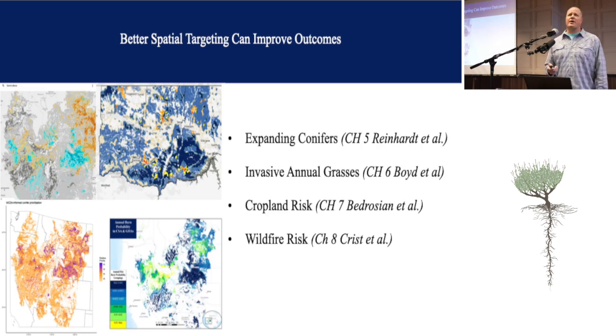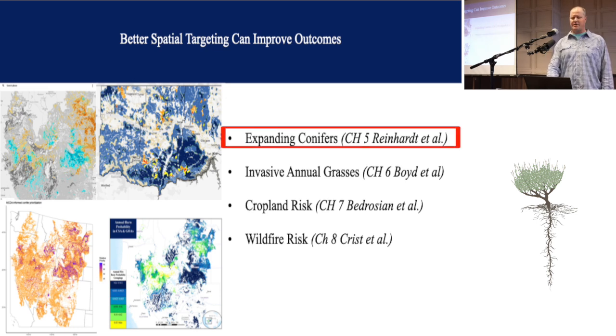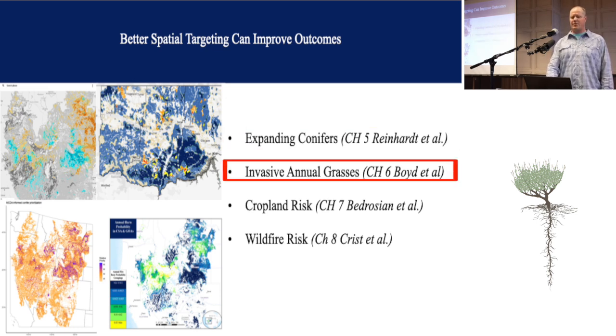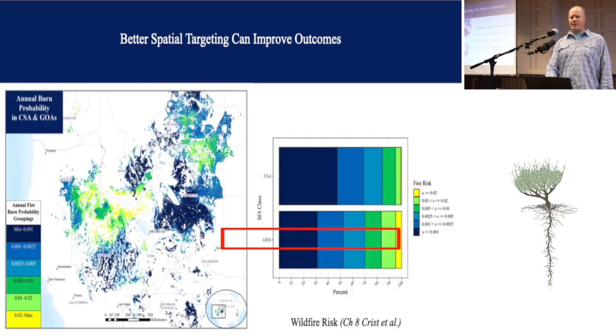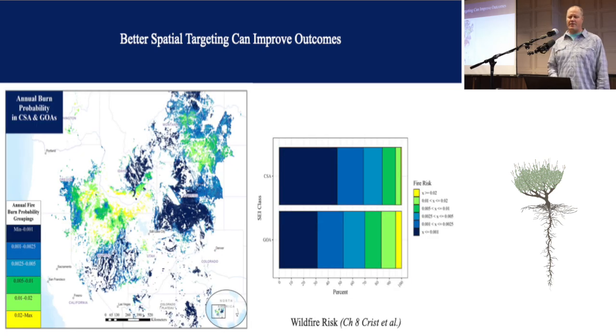So we said better spatial targeting can help us. We have 4 different chapters. We have one that we're going to talk about today, expanding conifers, invasive annual grasses, cropland risk, and wildfire. We're not going to talk about wildfire today in the symposium, so I just want to give you one take-home slide to give you an example.